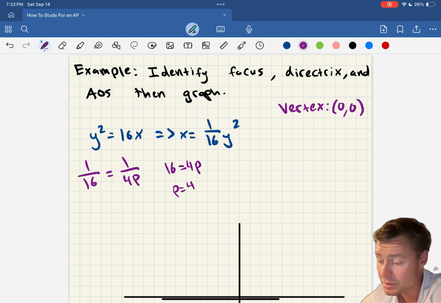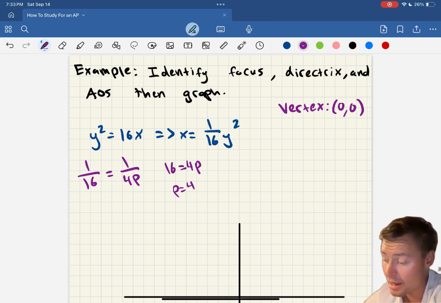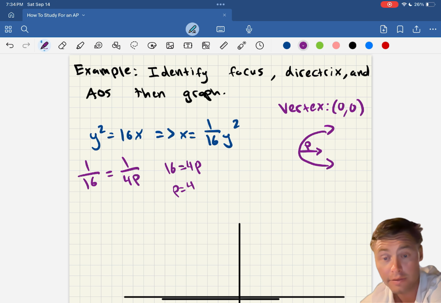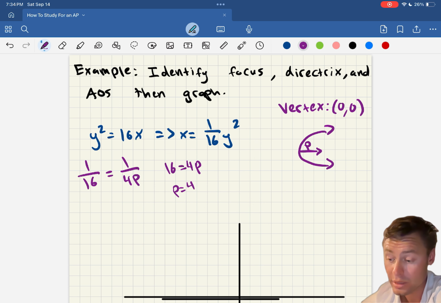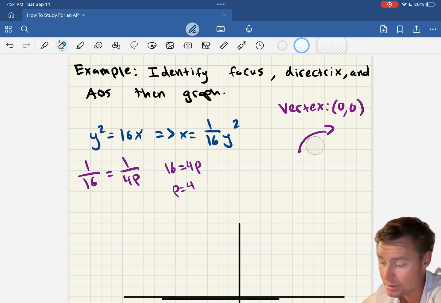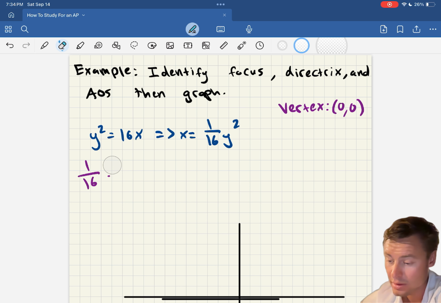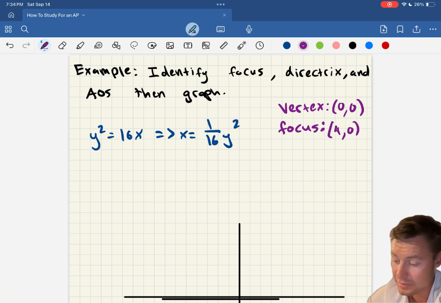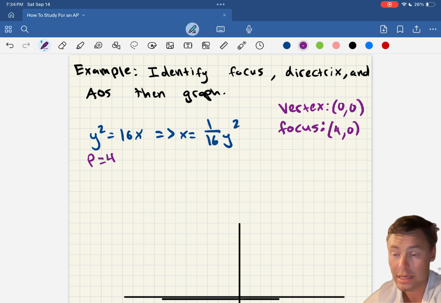So I know my p-value is 4, and since it's a positive p-value, that means my parabola is facing right. So my focus is going to be p units to the right of the x value of my vertex. So I would just add 4 to the x value of my vertex, and that would give me my focus coordinates. So my focus would be 4, 0, because we defined that p was equal to 4, and then we just take the x value of our vertex and add p to it.